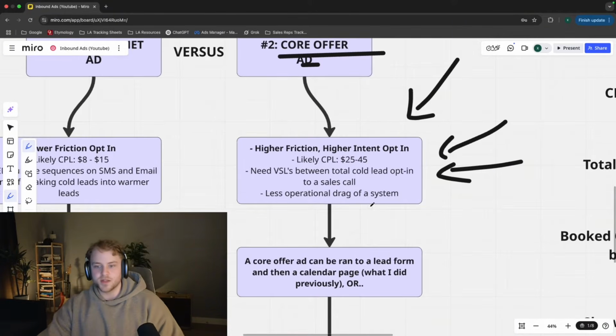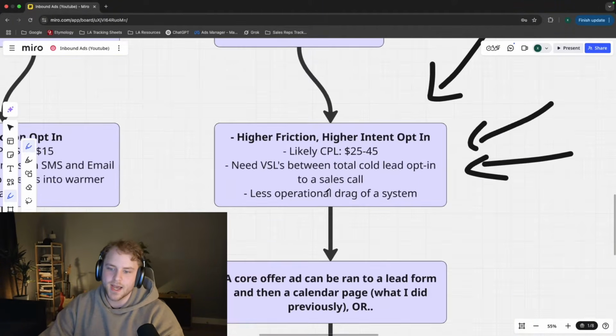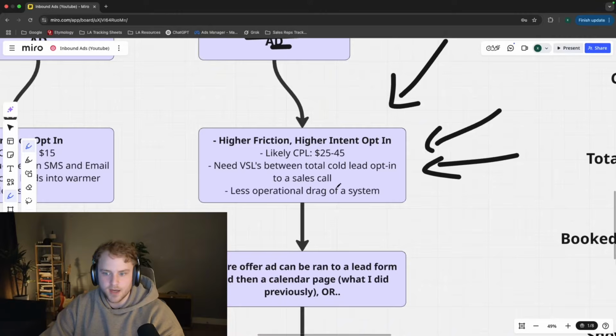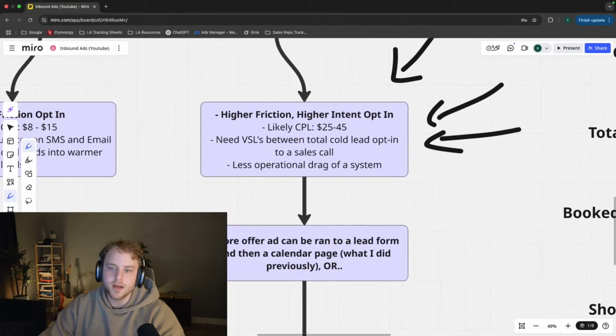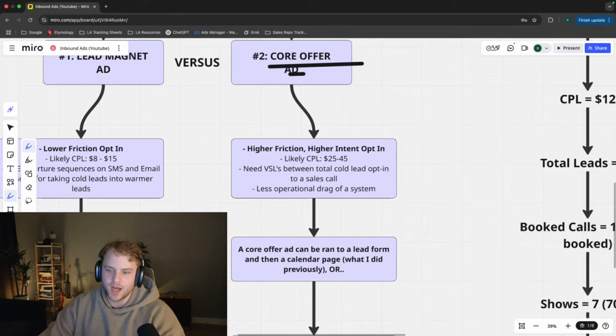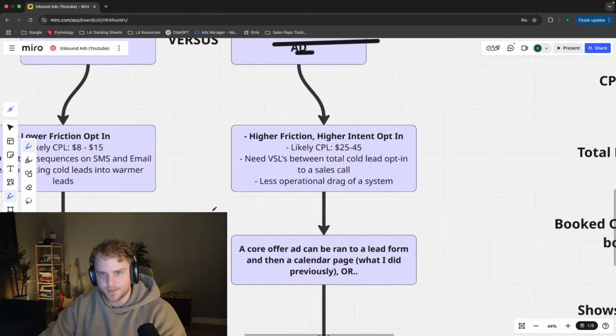So the result of doing a core offer ad is that we need absolutely amazing VSLs between a total cold lead and getting on the sales call. If you take a total cold lead in a core offer ad and book them on a sales call, it's not going to work. You're getting people on like, I thought this was free. Why did I opt in? I don't even remember opting in.